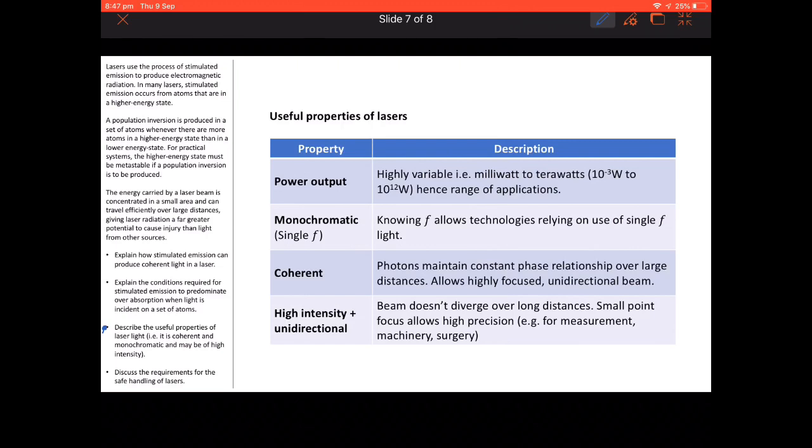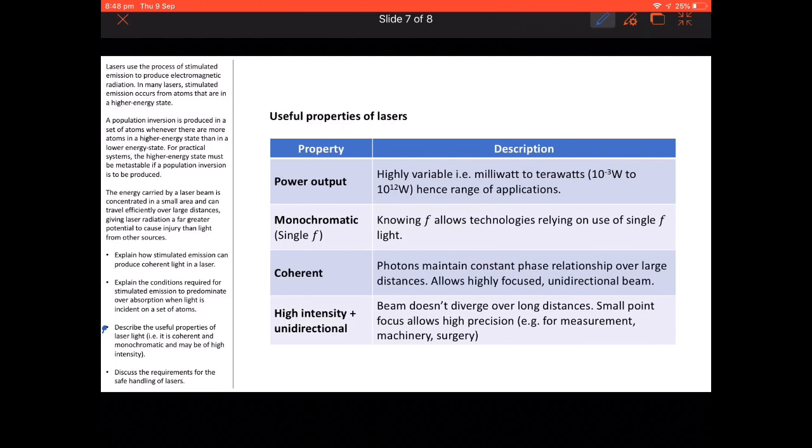Laser light is also coherent, as we've been talking about. So that means that laser light has the same frequency, or that it's monochromatic, but that it also has the same direction and the same phase. So all of the waves are at the same point in their path, or the same point in their wavelength. And this means that photons maintain a constant phase relationship over large distances. Physically, this means that laser beams are highly focused and they're unidirectional, so unlike incandescent light, as I was just talking about before.